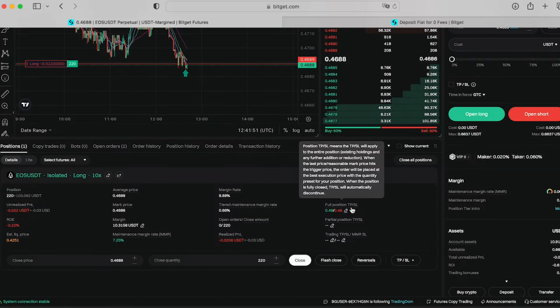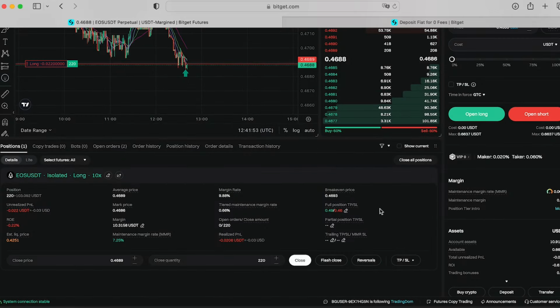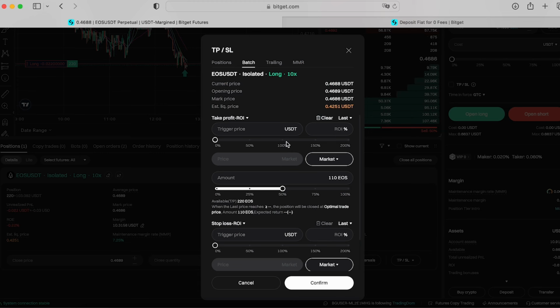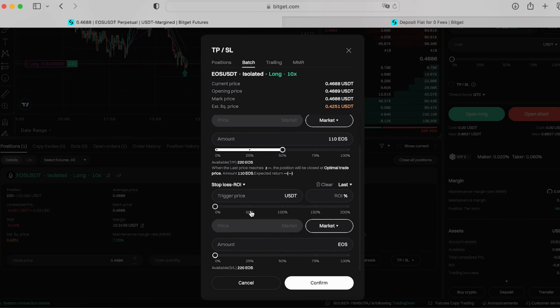Confirm it. Also, you can close your positions, take profit or stop loss step by step by partial portion. You go into here and add your triggers to take profit or a stop loss by percentage. What size of your position you should close at some specific level.